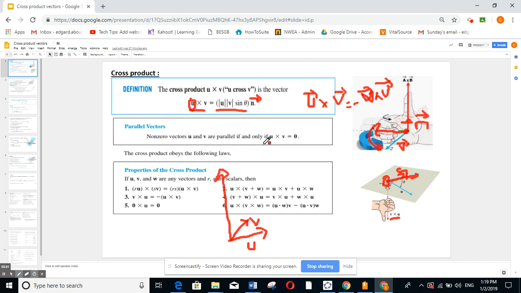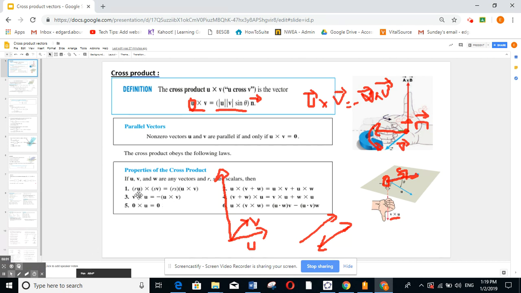If vectors are parallel or in opposite sense, one upward and one downward, the angle is 0 degrees or 180 degrees, and sine 0 or sine 180 is 0. In that case, u cross v is 0. So if two vectors are parallel, the cross product is 0.